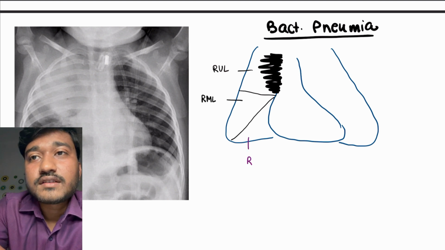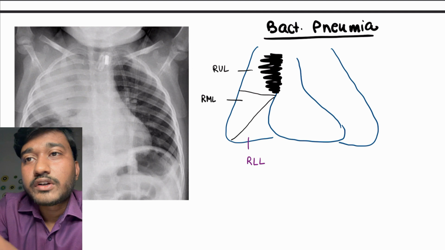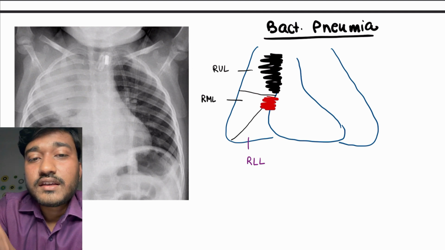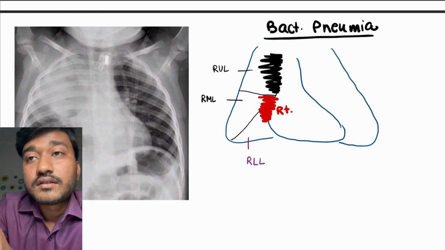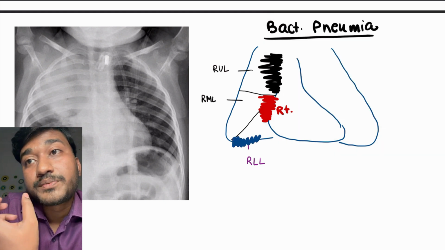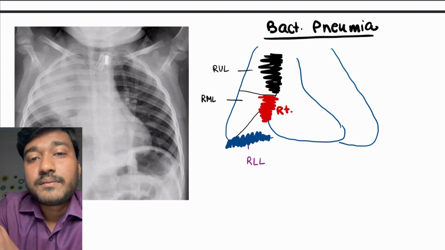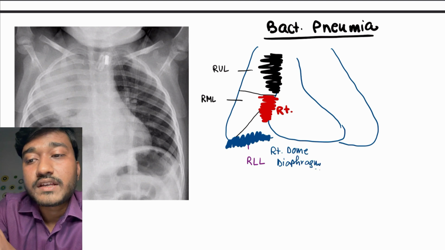Okay, if it is the right middle lobe, and you are drawing the right lower lobe, if it is right middle lobe consolidation, the right border of the heart you cannot define. There will be opacification and it will obscure the right border of the heart. If it is right lower lobe consolidation, the right dome of the diaphragm cannot be made out. There will be white opacification involving this part.